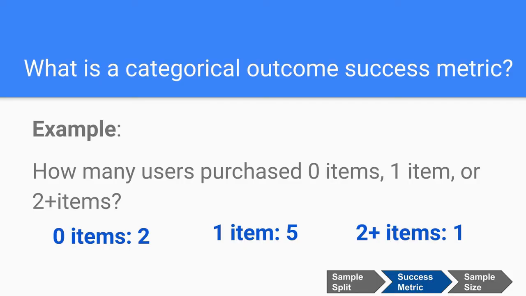Next, let's take a look at categorical outcome. How many purchases did the user make? Is it 0? Is it 1? Is it 2 plus items? In this case, there are 3 possible outcomes, 3 possible categories.